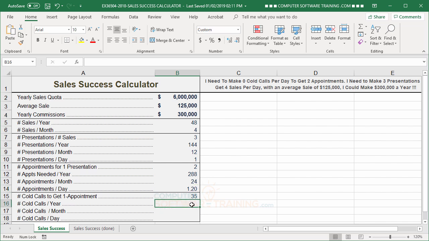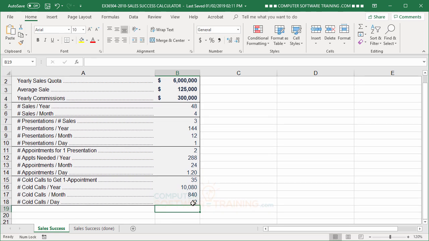All right, now for the last set here, we're going to be taking what's in B15, which is going to be our cold calls to get one appointment. So we're going to take that number and multiply it by what's in B12, which is the number of appointments per year, right there. Enter it. All right, seems like a lot, seems overwhelming, but when you break it down, we take that divided by 12, not too bad, and even further, take that divided by 20. There's 42, and that's what we were talking about before.